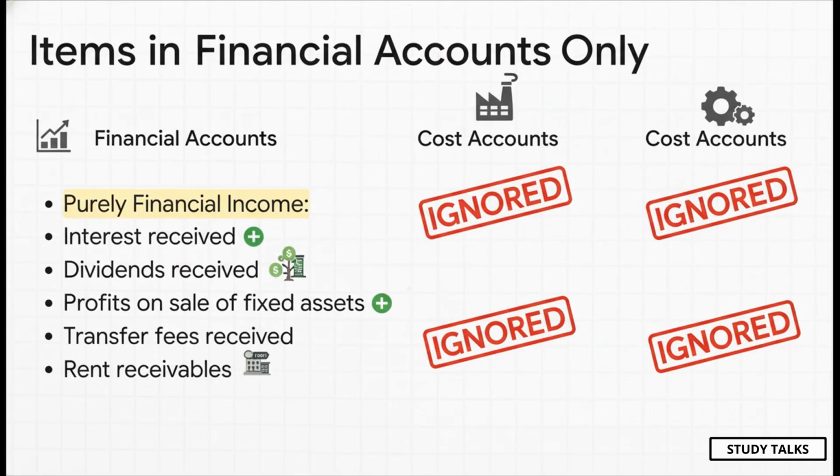Now, let's look at the flip side, purely financial incomes. Your P&L account gets credited with money coming in, like interest you earned on an investment or rent you received from a property the company owns. This is definitely income for the company, but once again, it has absolutely nothing to do with the day-to-day operations of production. So it's in the financial books, but you won't find it anywhere in the cost accounts.